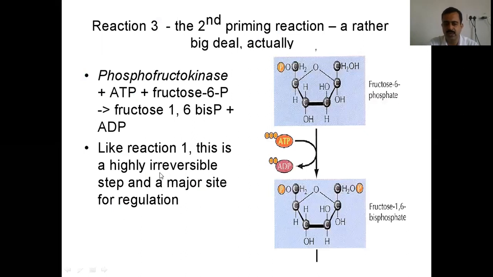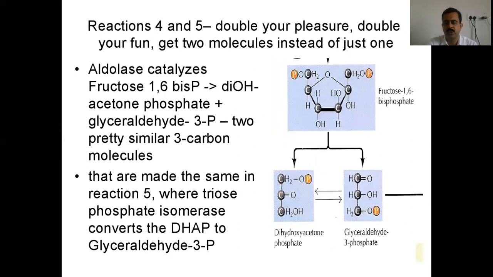These are highly irreversible steps and a major site of regulation. So the conversion of fructose 6-phosphate to fructose 1,6-bisphosphate is a major site of regulation. Reactions 4 and 5 will double your pleasure, double your fun, get more molecules. Aldolase catalyzes fructose 1,6-bisphosphate to dihydroxyacetone phosphate plus glyceraldehyde 3-phosphate, two pretty similar 3 carbon molecules.